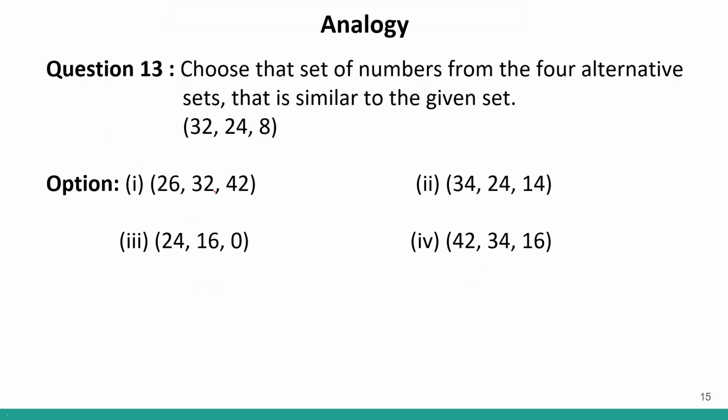Now, question number 13. 32, 24 and 8. So 32 to 24 is how much? Minus 8 and this is minus 16. So now let us check. 24 to 16, I can clearly see this is minus 8 and minus 16. So this will be the answer. Clearly, I can see 24 minus 8 will give me 16 and 16 minus 16 will give me 0.